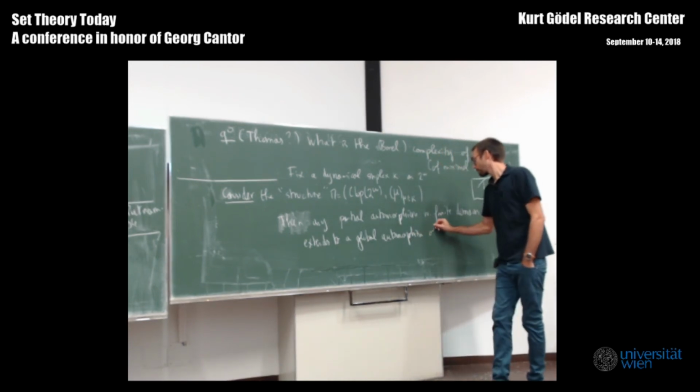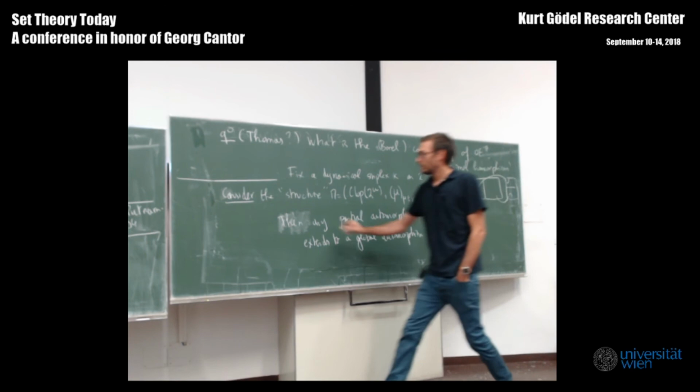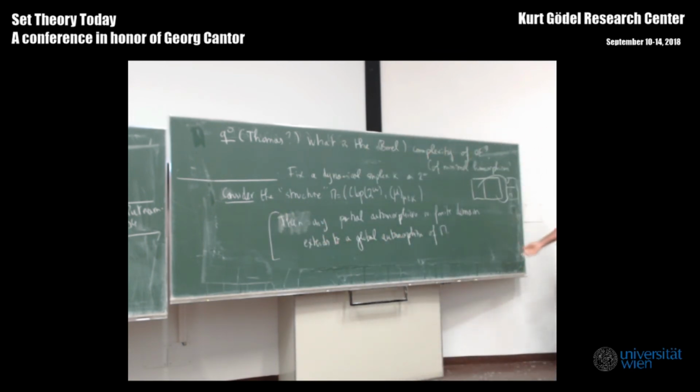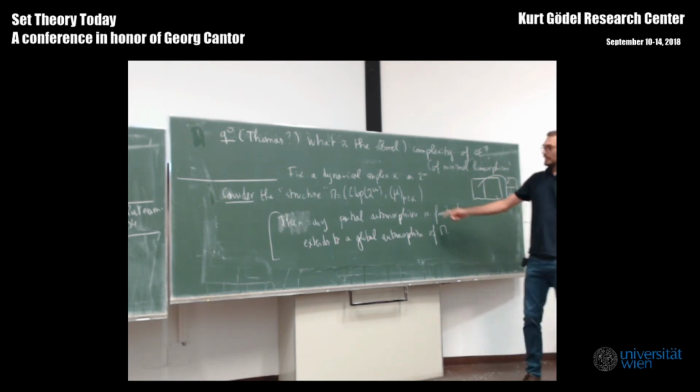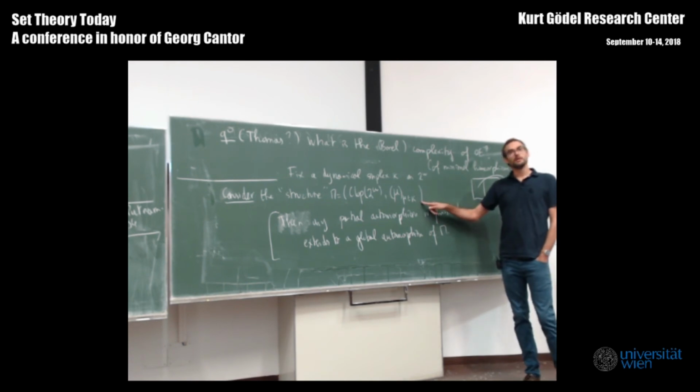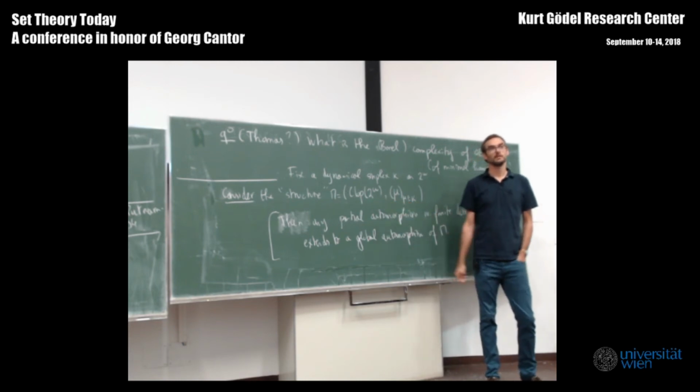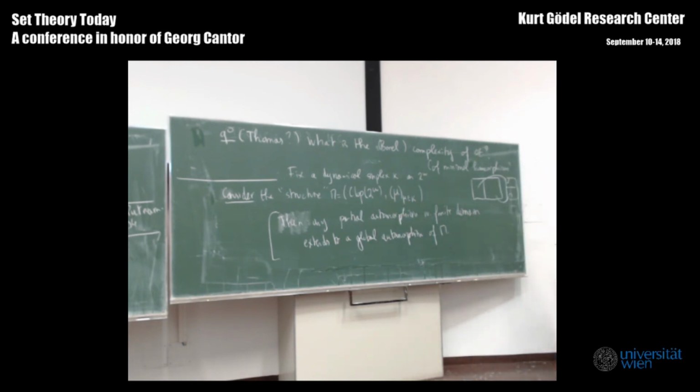And this is what is known in model theory as being an ultra-homogeneous structure. If you take a partial automorphism with finite domain, then it extends to a global automorphism. This is in an uncountable language, but the structure itself is still countable, right? The underlying set is countable.